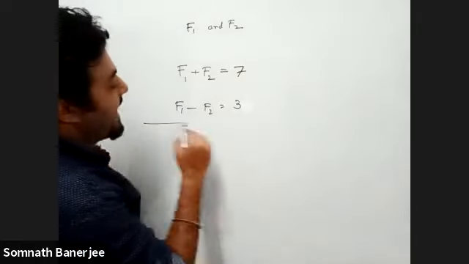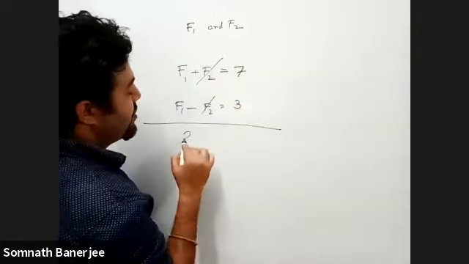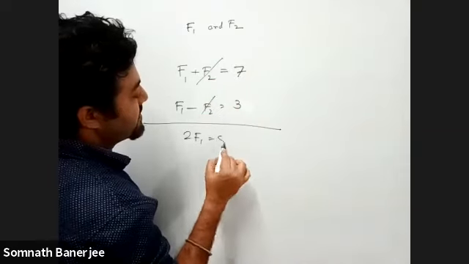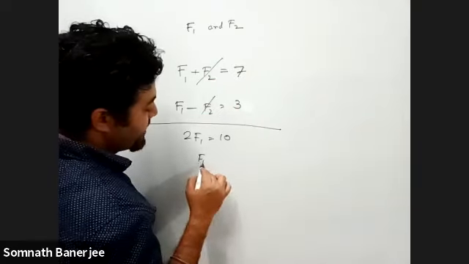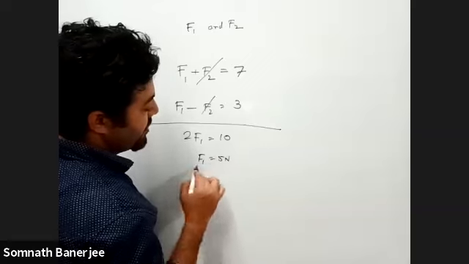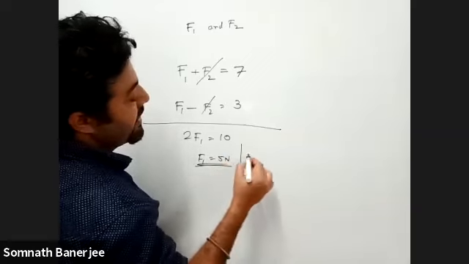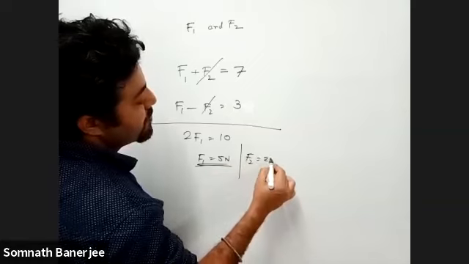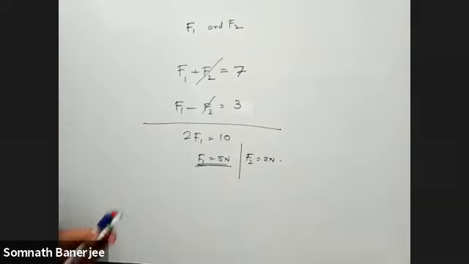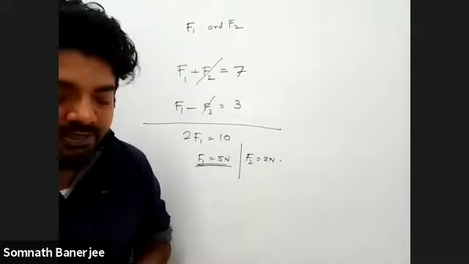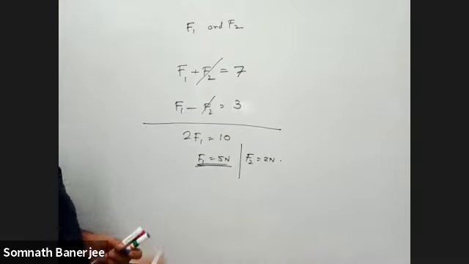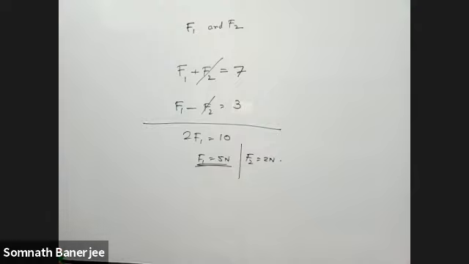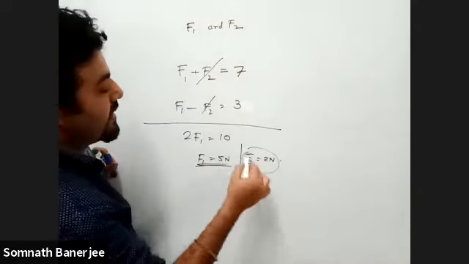So if you add them, what happens? 2F1 is 10, so F1 is 5 Newton. If F1 is 5 Newton, F2 is 2 Newton. So what is the question? Find the value of the smaller force. Among these two, which one is smaller? F2. So the answer is F2.